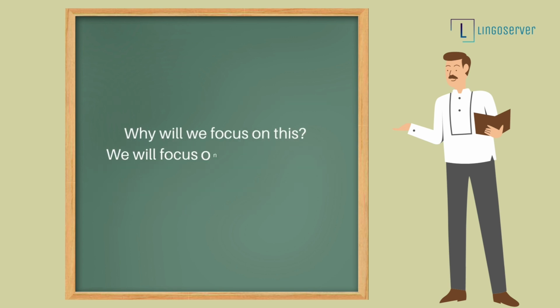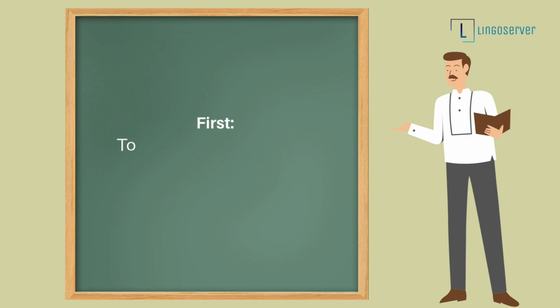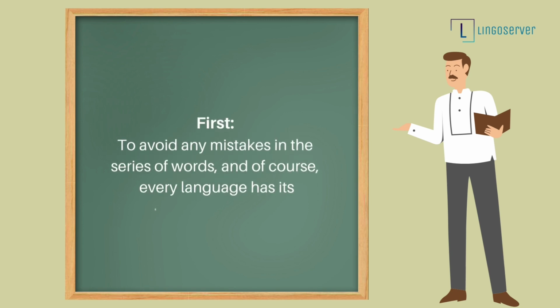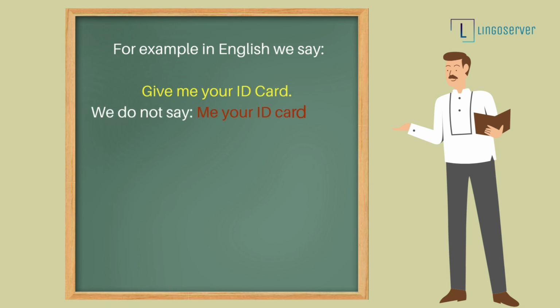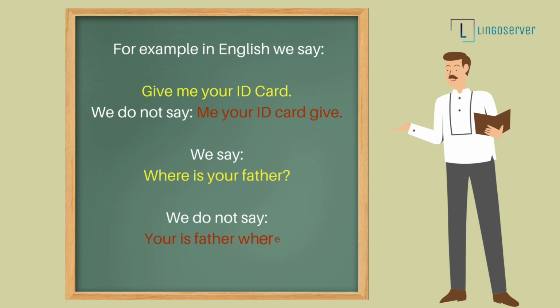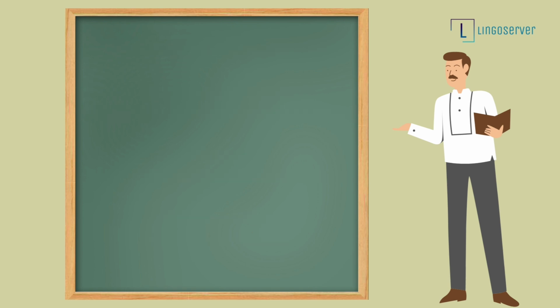Why will we focus on this? We will focus on this because of 2 reasons. First, to avoid any mistakes in the series of words, and of course, every language has its own sentence structure. For example, in English we say, give me your ID card. We don't say, me your ID card give. We say, where is your father? We don't say, your is father where?